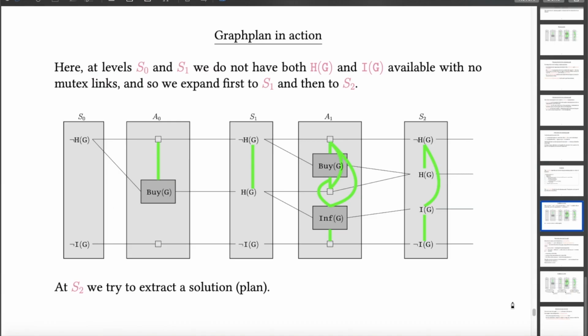So, how does this work? Well, in the running example, we've got as far as a situation that looks like this. Now, if we look at state level S0, clearly we don't have the two goal propositions that we need. In S1, we still don't, but in S2, we have both have gorilla and inflated gorilla, and they're not mutex. So, at this point, we can try to extract a plan from this graph.